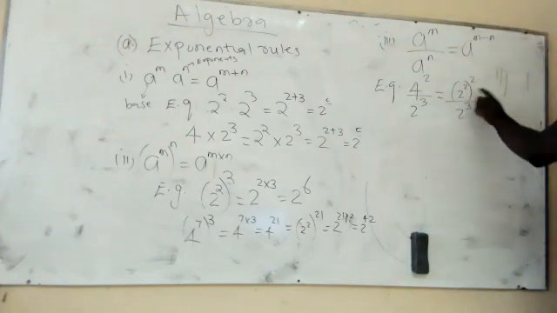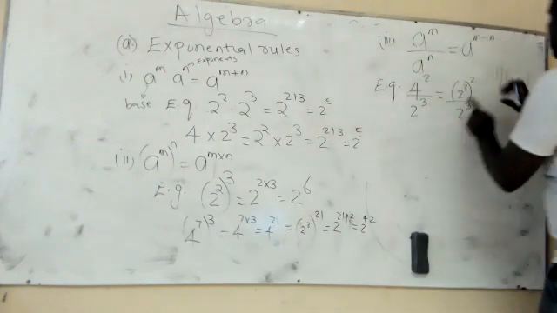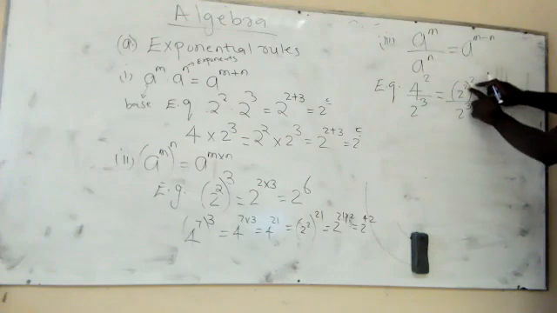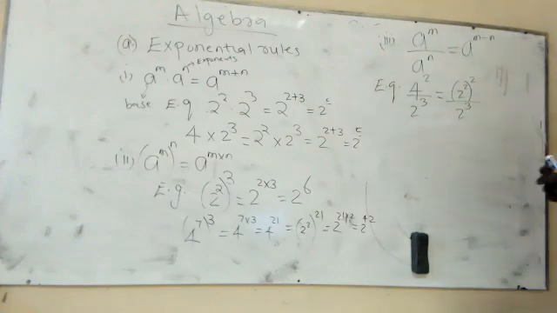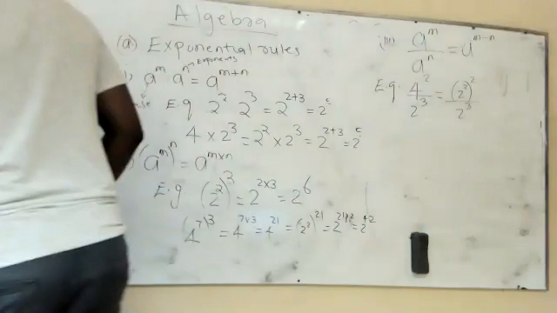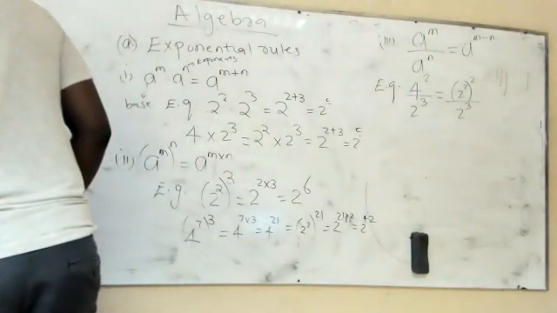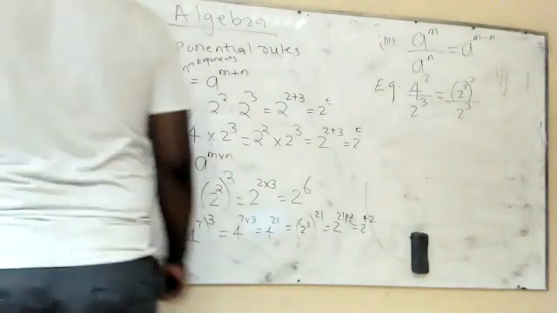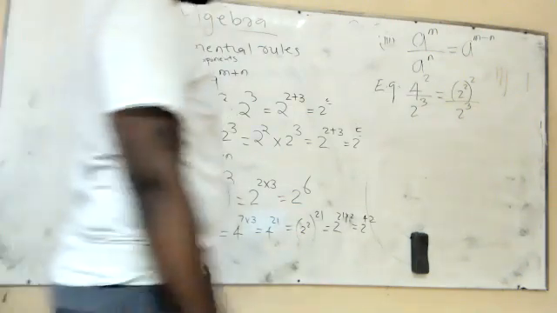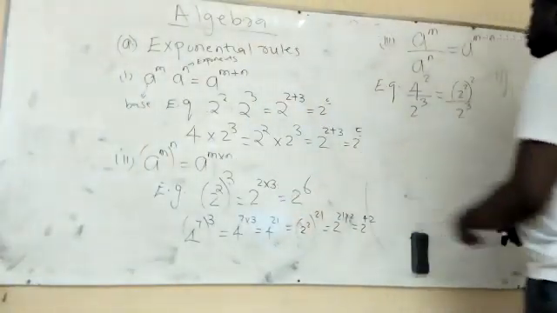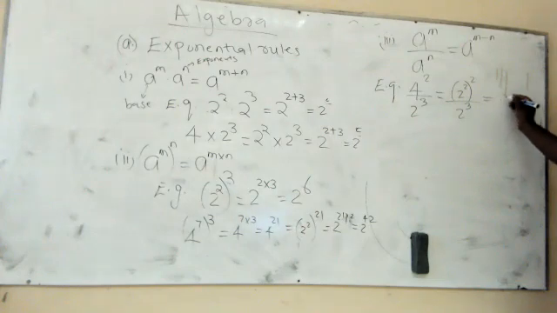Now, on this one, can you tell me which rule are we going to use to deal with the numerator there? Because you can see the numerator is having 2 exponents. We'll use the second rule. Okay, the second rule, yes, which talks about the 2 exponents. If you apply it, you're going to get 2 to the power of 4, all divided by 2 to the power of 3.